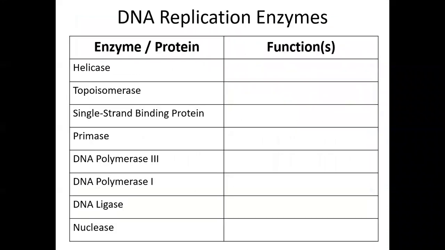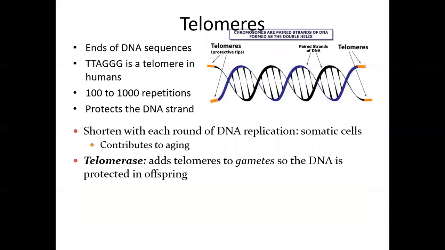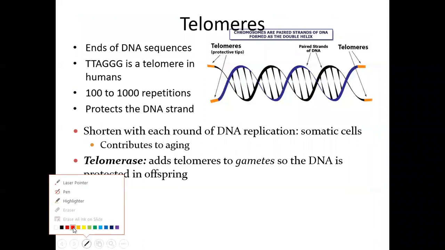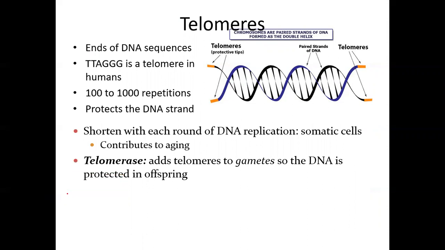So last thing is these telomeres. This is going to be typically with eukaryotes only. Everything I've talked about for the most part has been both eukaryotes and prokaryotes, but I do need to emphasize that these telomeres are really going to be in eukaryotes only. Okay, so just to remind you, what are eukaryotes? Cells with a nucleus, linear chromosomes.